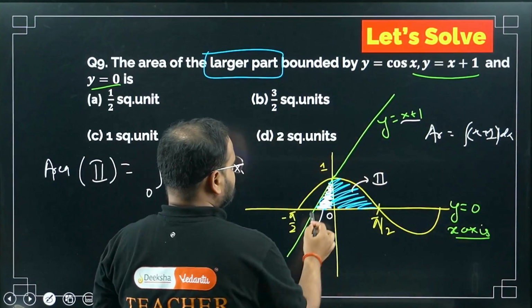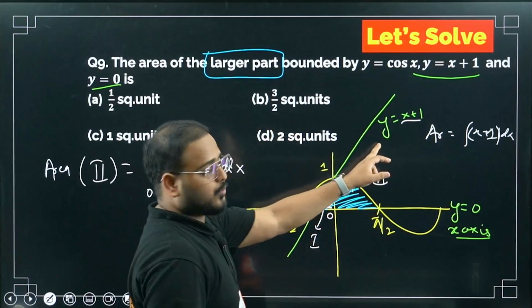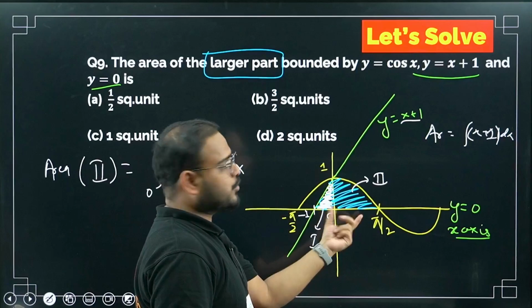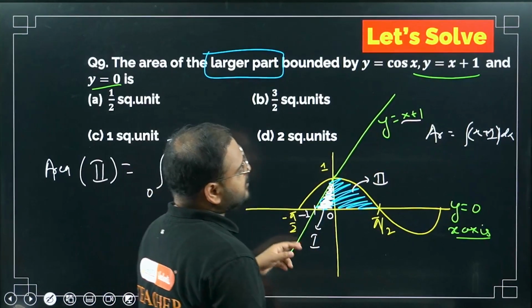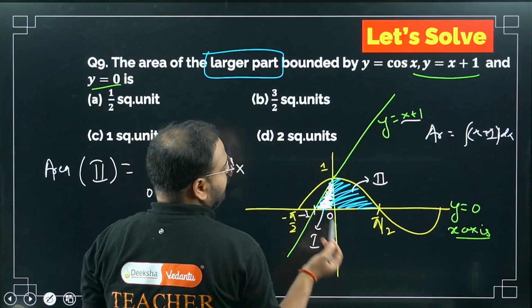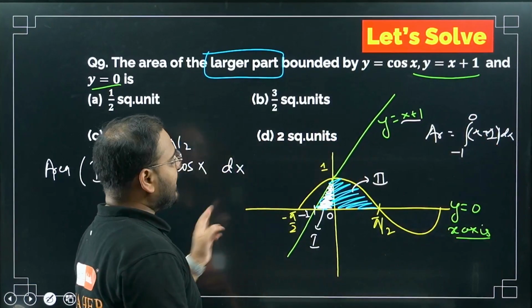Check here. What is this point? This is minus 1. How come, sir? Put y equals 0. Because this is the line, no, y equals 0, put y equals 0, it will become x equals minus 1, so that's why it is minus 1. So minus 1 to 0 you can put, integration from minus 1 to 0. Integrate this, you're going to get the answer. Okay, then add both of them.